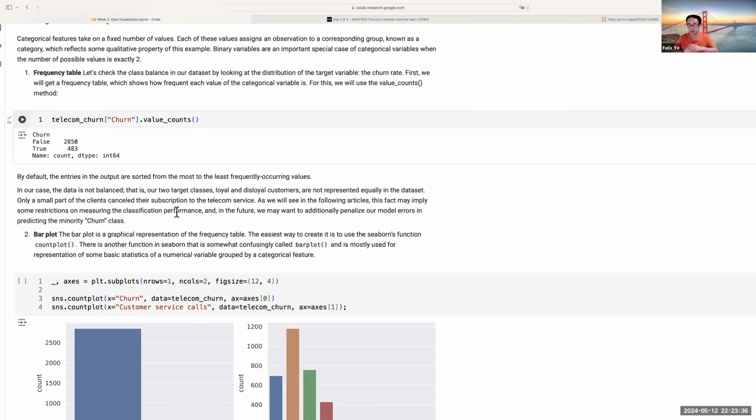If we encounter this kind of imbalanced data, maybe accuracy may not be the best way to measure how good the model we have is.